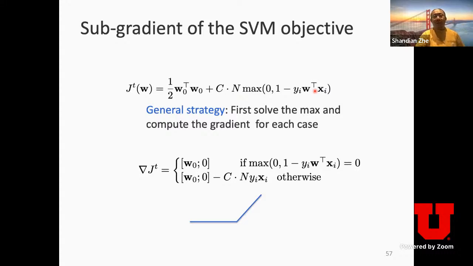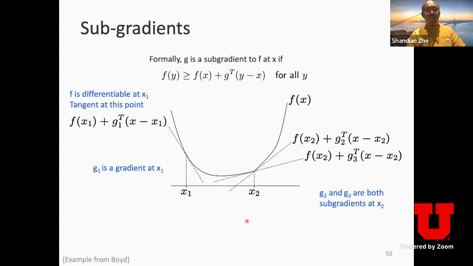The subgradient means that, for example, at this point you don't have the gradient. But if you can find any line which passes through this point but lies below the entire objective function, then the slope of that line is called the subgradient. It is a generalization of the gradient for convex functions. For example, in this figure.